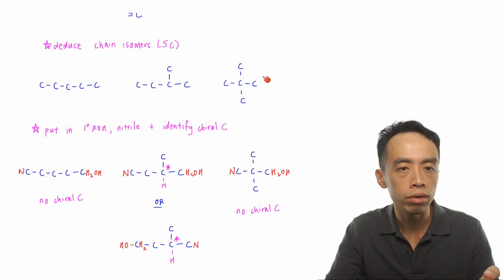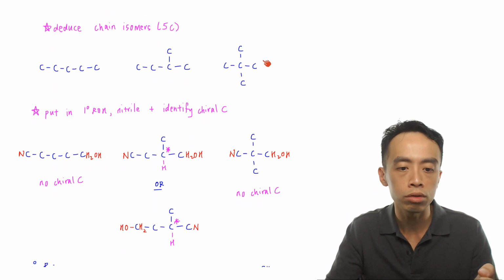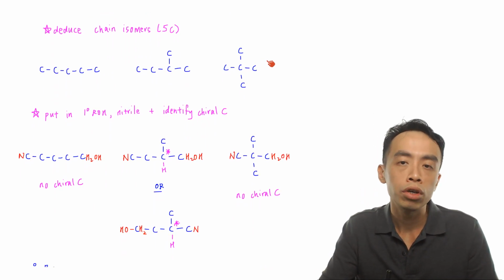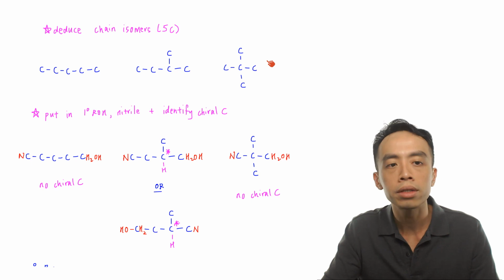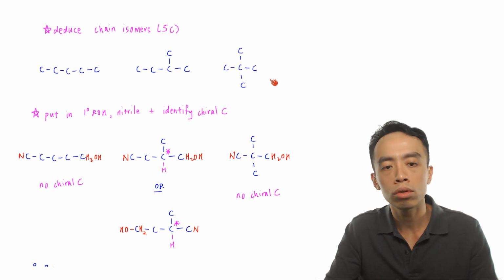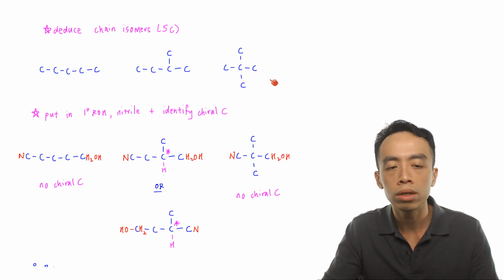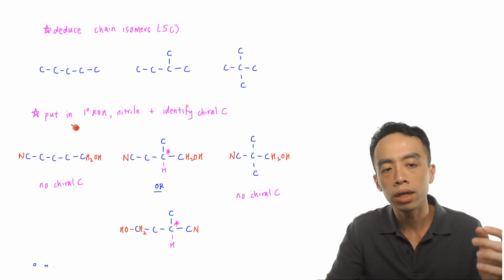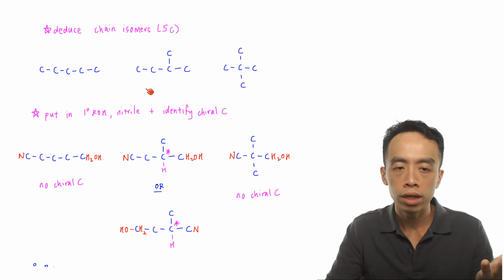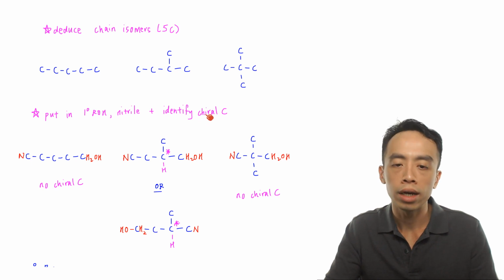So there's a bit of trial and error involved, but it is a very systematic trial and error. Of course, if the number of possible chain isomers is 5 or 6, then it becomes not so realistic. But in this case, since I have only 3 possible chain isomers, I think this is reasonable. We can figure that out. So which is what we are trying to do here: putting in one primary alcohol, putting in the nitrile, and seeing whether I have a chiral carbon.